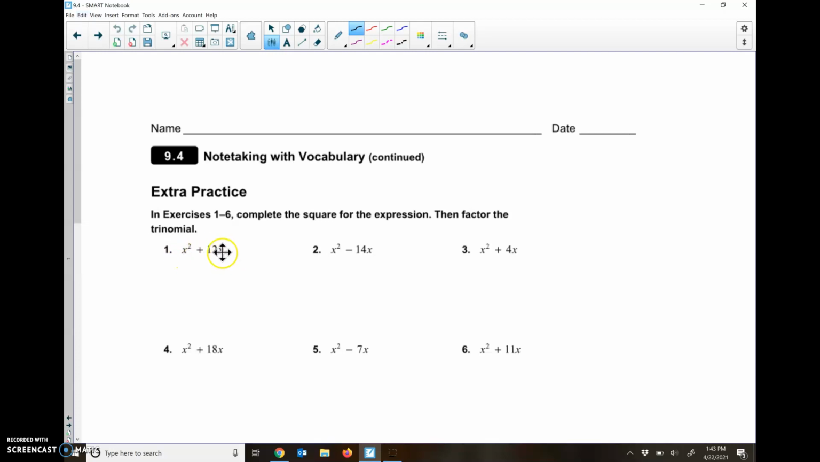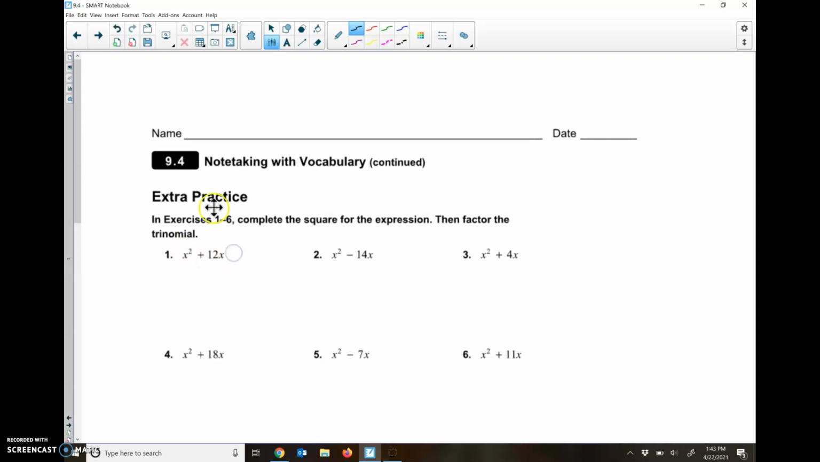If we're looking at this, it looks incomplete. You need to figure out what this last term is, the one that would make it work when you FOIL it or make your Punnett square. The way to do that is you take half of this number, so divide it by 2, and then square it. And that'll give you that last number.